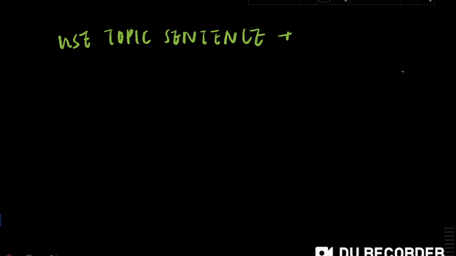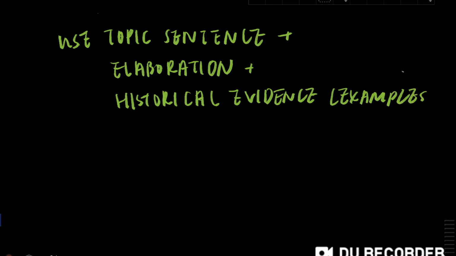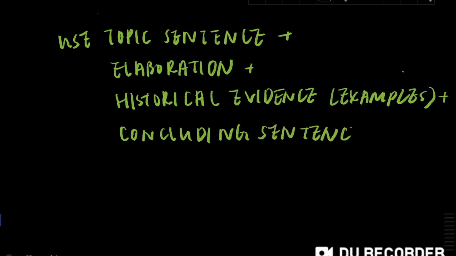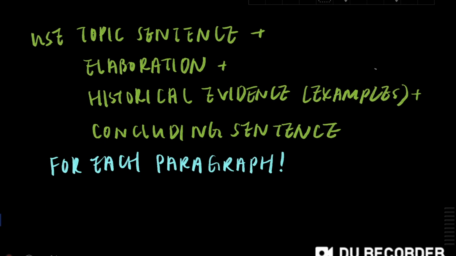For each historical paragraph, make sure you stick to this general structure. First start with a topic sentence which concludes your entire paragraph, and then elaborate on your topic sentence and give examples from historical evidence, and then end your paragraph with a concluding sentence to remind yourself and the reader about what this paragraph is about. So this general structure is very important for each historical paragraph in your essay to make your essay look organized.